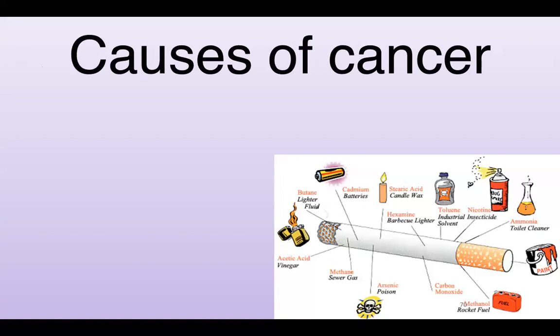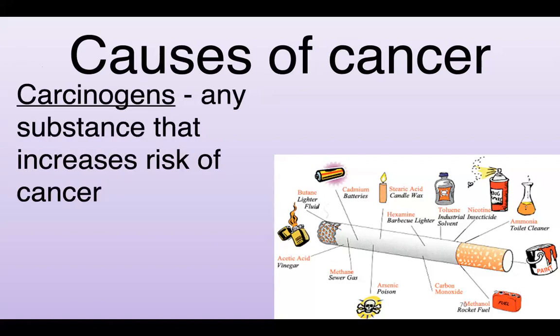Now, since I've mentioned quite often that there are a series of factors that affect whether or not someone will develop cancer, there are some lifestyle choices that can speed that process along or put you more at risk of developing cancer. Obviously, cigarette smoking is one of them. There are chemicals or substances that are called carcinogens. These are any substance that increases the risk of cancer.